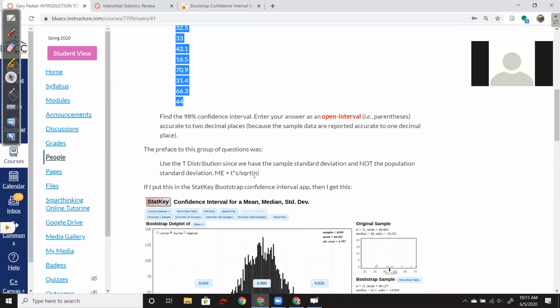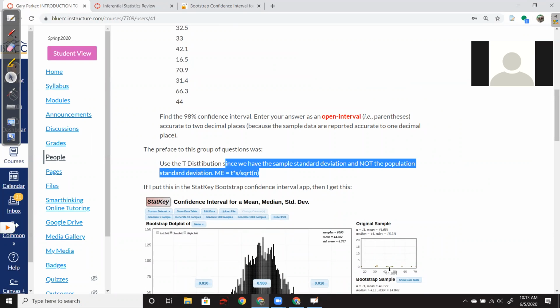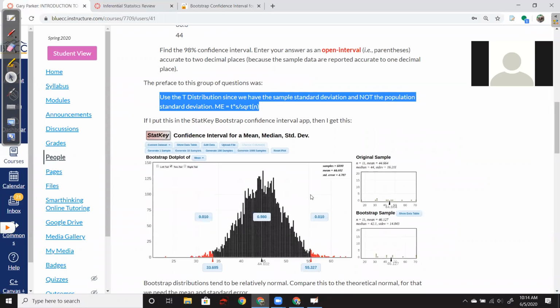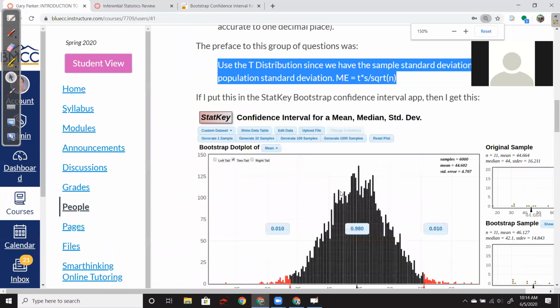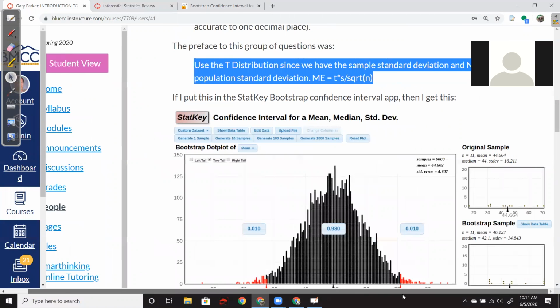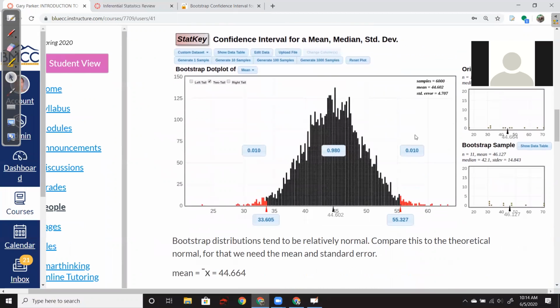So what I did is I just kind of thought about the problem, just the way we've done things historically from a few weeks back. At first, I'm ignoring what was said above this group of things, which says, hey, use the t-distribution. So this is just a similar example. Let me blow it up a little more. This is a similar confidence interval I did by bootstrapping it earlier. And again, this one is 33 to 55-ish.